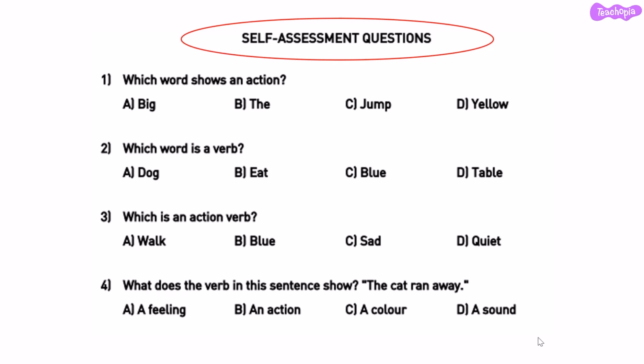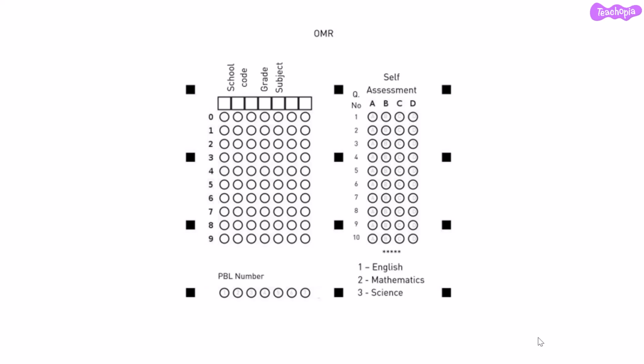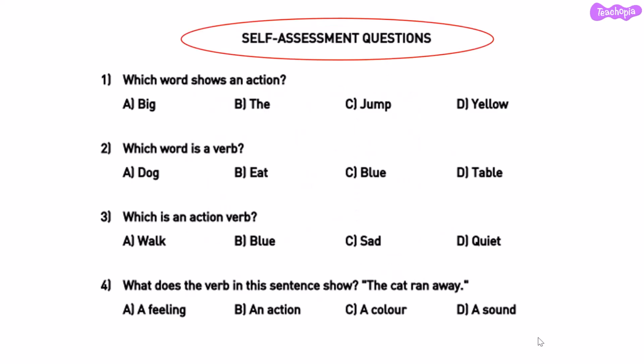Finally, we come to our self-assessment questions. These questions can be used to assess if learners have understood the concept of nouns and verbs clearly. Once that is done, learners can move on to practice answering in the OMR sheet. This will help them prepare for competitive exams and the format of answering in these future exams.